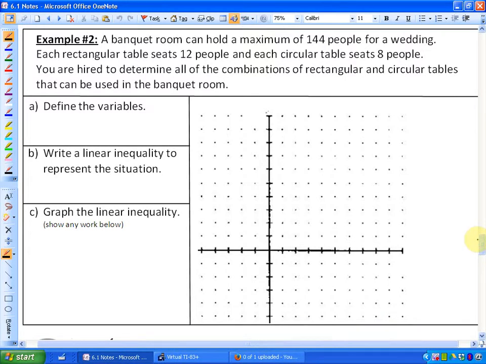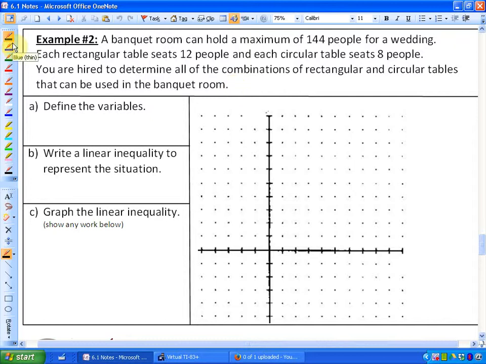So this question says, a banquet room can hold a maximum of 144 people for a wedding. Each rectangular table seats 12 people and each circular table seats 8 people. You are hired to determine all of the combinations of rectangular and circular tables that can be used in the banquet room. So we just want to represent all the combinations that can be used.